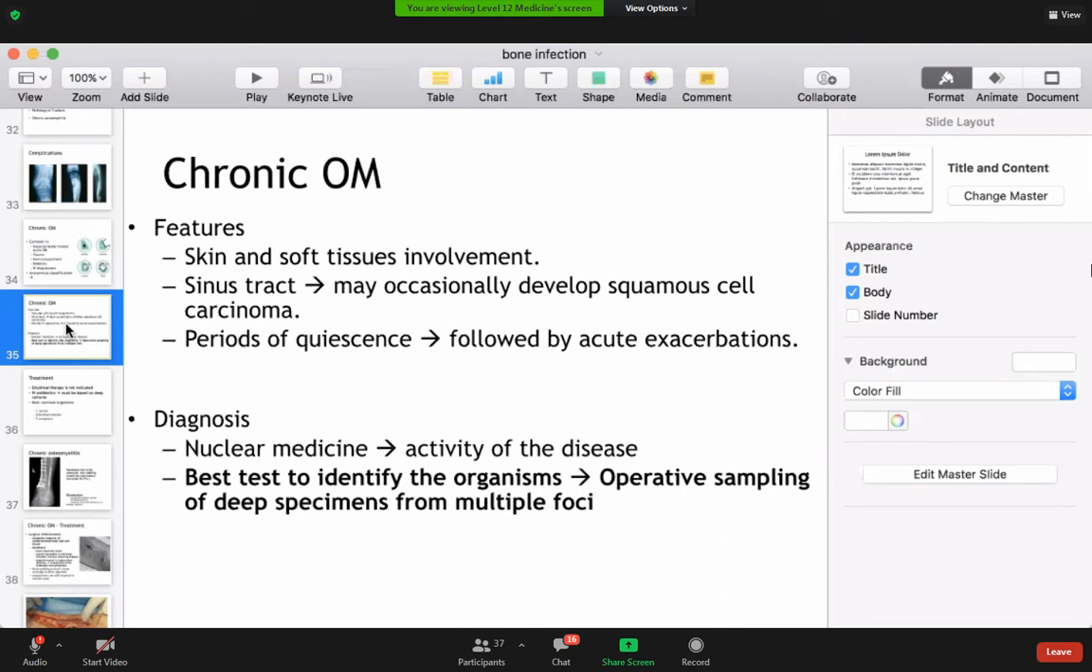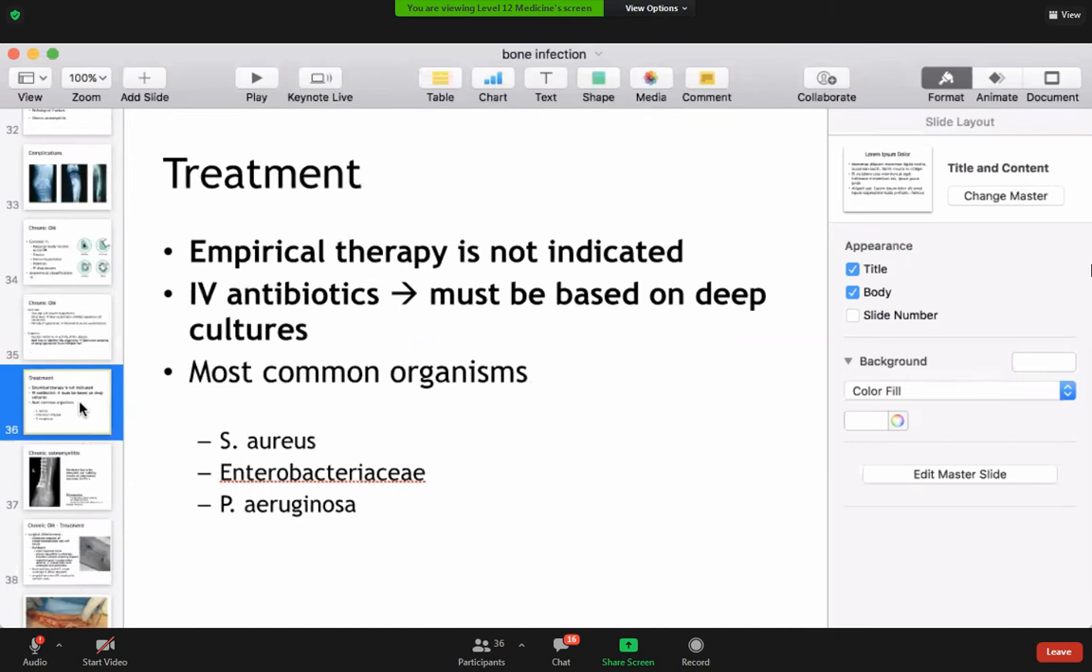So almost similar presentation to acute osteomyelitis, except the hotness and redness is less. There's usually sinus tract, and you have to be careful and watch for squamous cell carcinoma around this tract, especially if it's chronic. These patients usually will have periods of quiescence, which means the silence of the disease, and then after that they will have flares up. As we mentioned, images can help, especially nuclear scan to see the activity of the disease. And don't forget to take a sample to know exactly what you are dealing with. So empirical therapy is not indicated because you need to get deep cultures first.